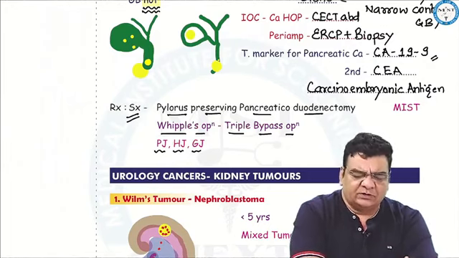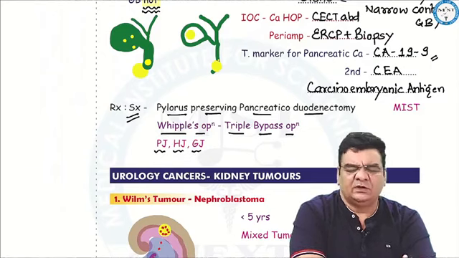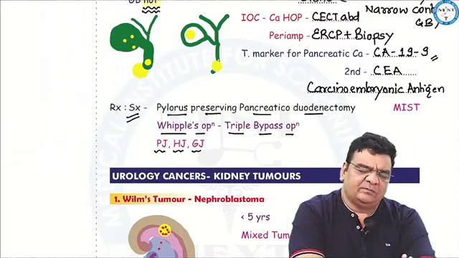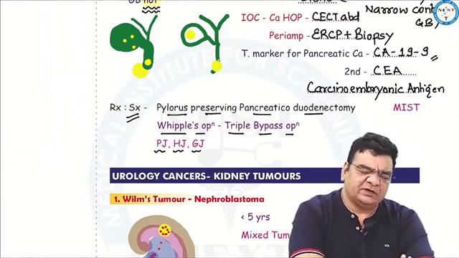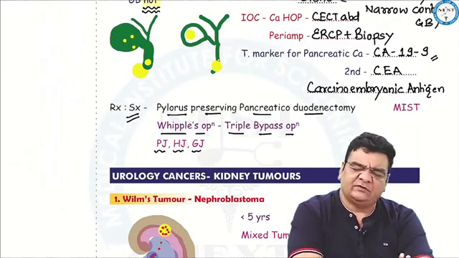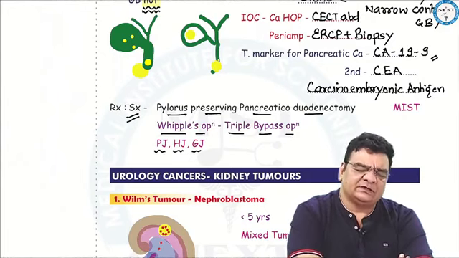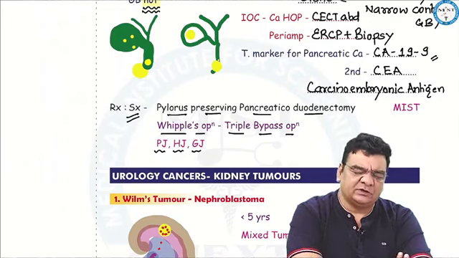In our approach to patients presenting with jaundice, first we do LFT, then ultrasound. If we come to know that there is some solid tumor in this area, if there is a tumor near the ampulla, we do ERCP and biopsy. If there is a tumor in the head of the pancreas, we do CECT of the abdomen. The tumor marker we commonly use for pancreatic malignancy is CA19-9. The second is carcinoembryonic antigen.